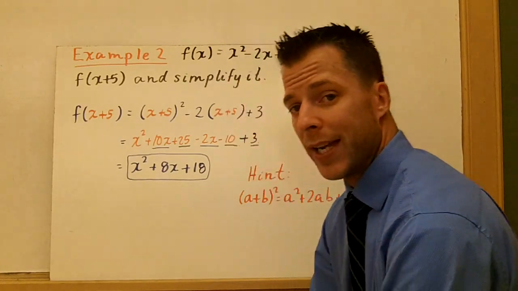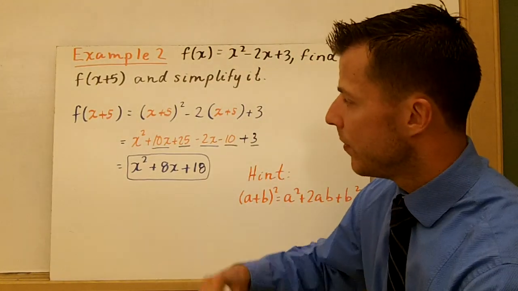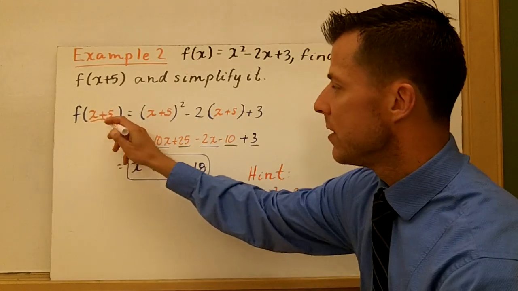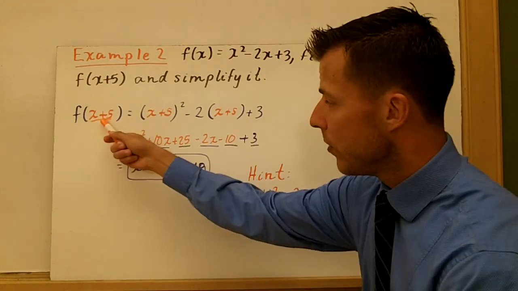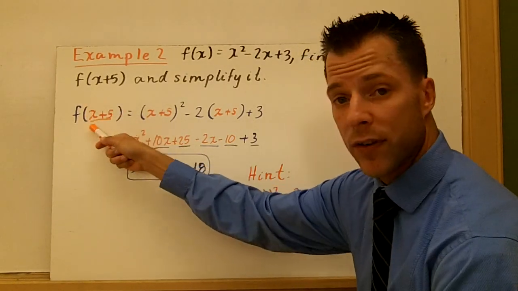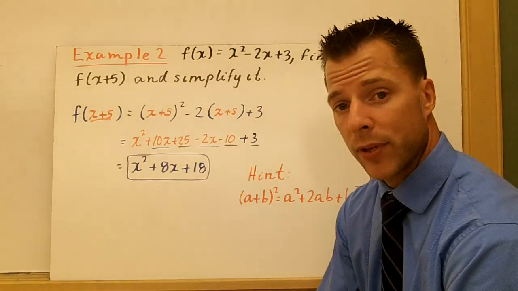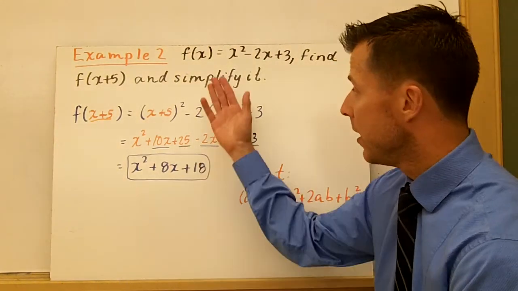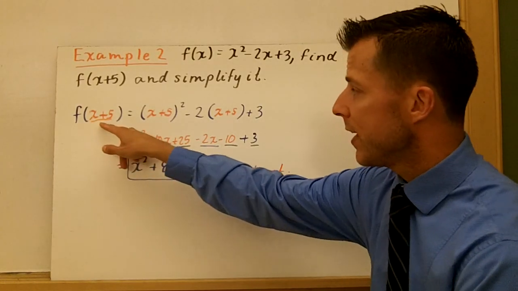In example 1, I gave you a specific number for x. Okay, this number, this x in parentheses, changes. That's now x plus 5. This is called our argument. When we have this in parentheses in our function, that's our argument. So what we're saying is, let's plug x plus 5 in for every x in our function and see what we get.